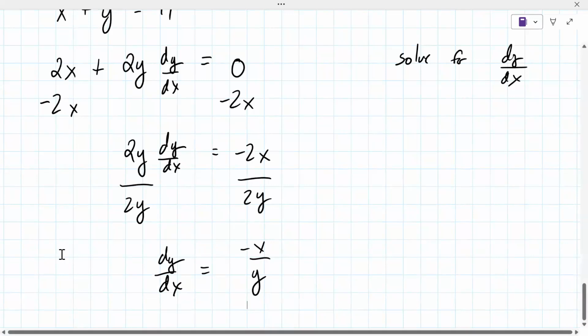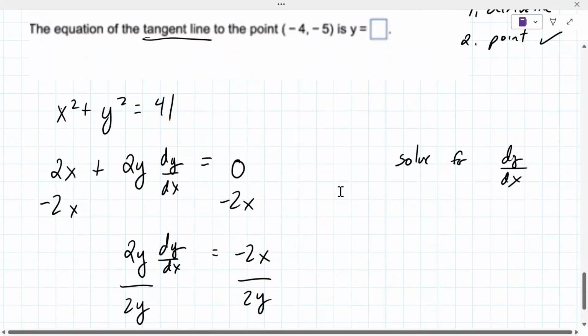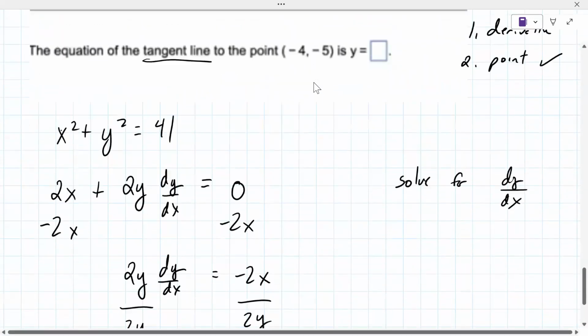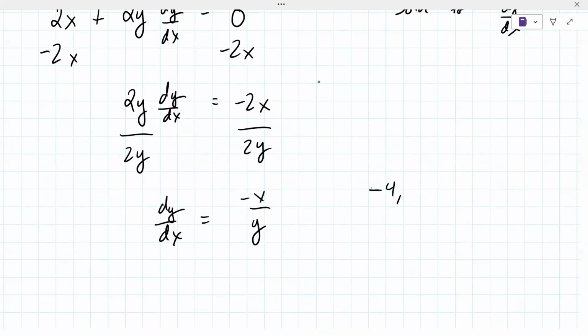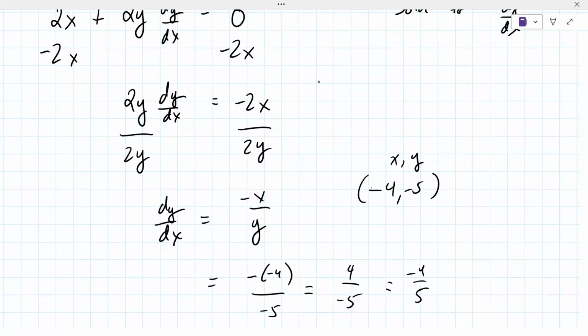All right, and then you put in the x and the y, and you're like, what x and y? Well, they gave you an ordered pair here. They gave you -4, comma -5. That is your x and y. So it's minus a -4 over -5, which is 4 over -5, or -4/5.